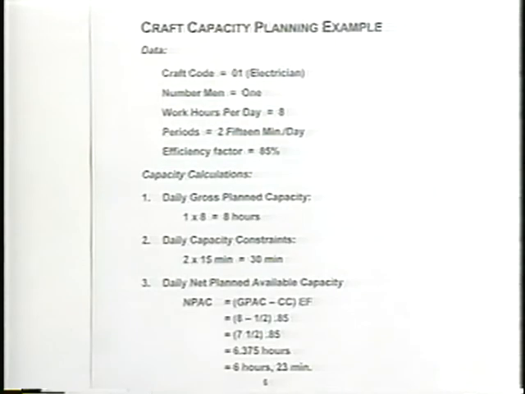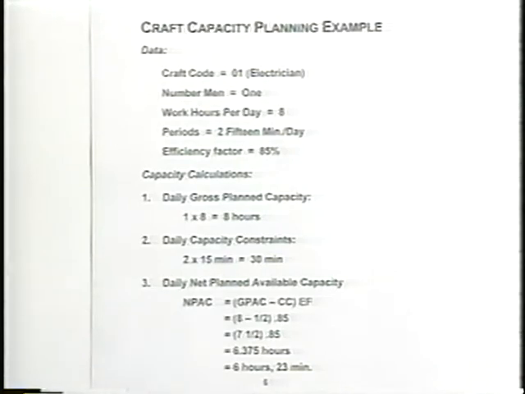So the net planned available capacity, as shown in item number 3, is the 8 hours minus the 30 minutes, and we're converting that into 1/2 hour. And that gives us 7.5 hours of net available, except we recognize we have an efficiency factor of 85% or 0.85 when we're using that percentage figure in a computation. And in this case, we have a total net available capacity of 6 hours and 23 minutes.